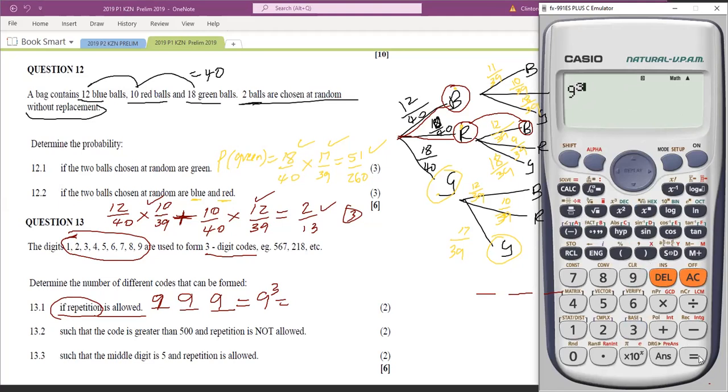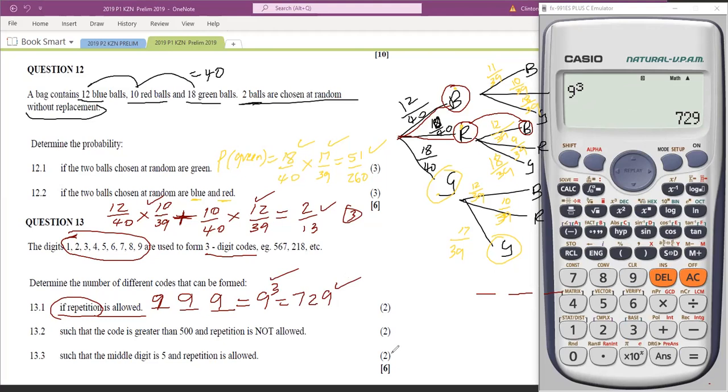So we have 9 to the power 3, which is 729. So the answer for this one here is what? 729. Okay, the 2 marks there. Okay, now let's answer 13.2.